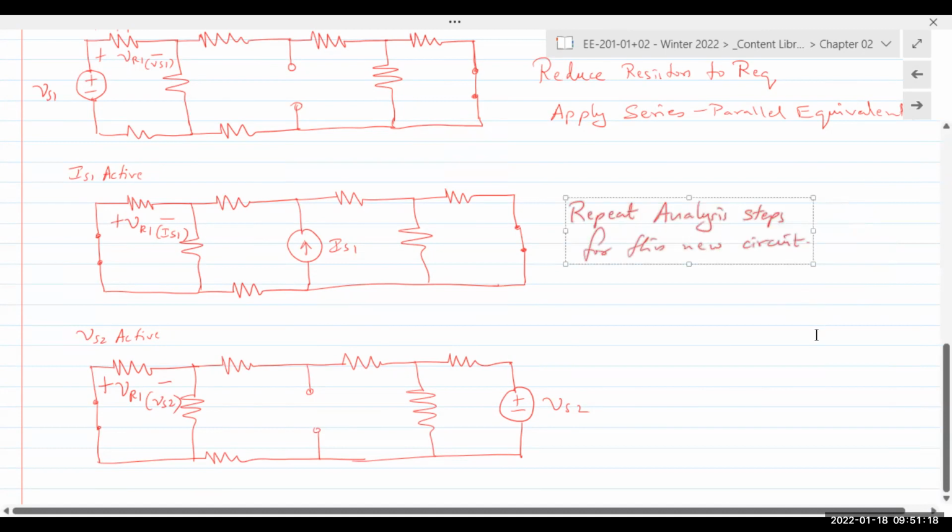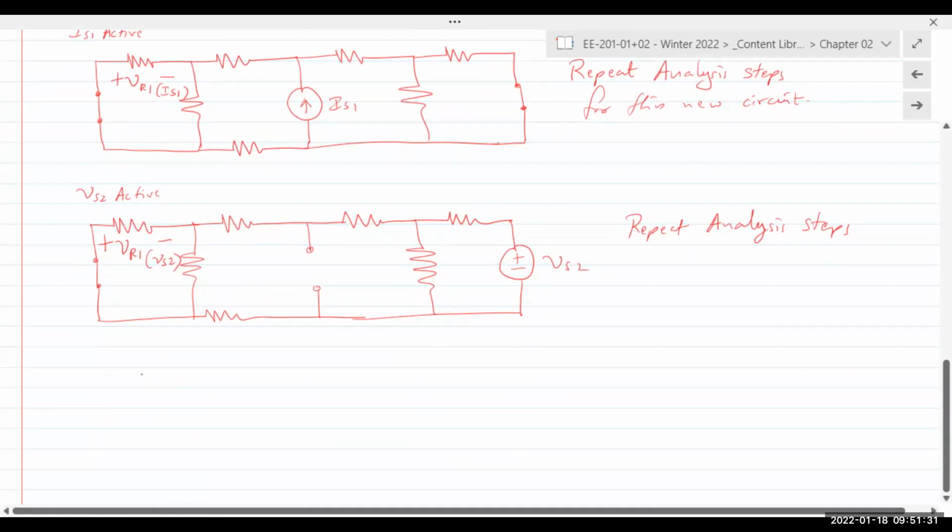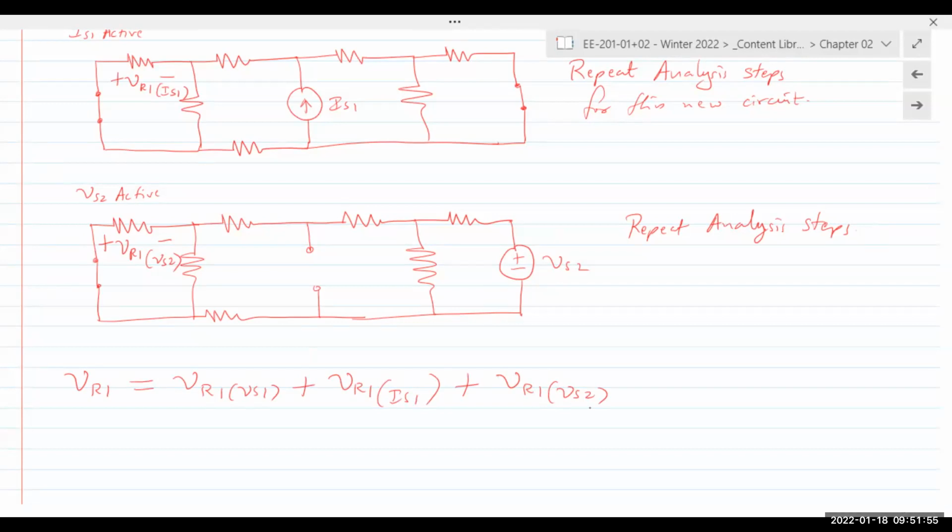All right, let's see. My actual VR1 is now equal to VR1 due to VS1 plus VR1 due to IS1 plus VR1 due to VS2. And that is for only one single resistor voltage.